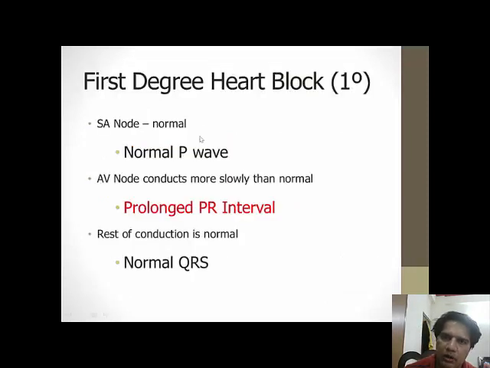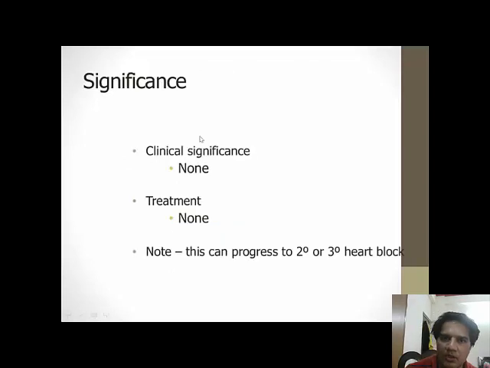You also check for associated MI, that is ST depression, etc. So you have a normal SA node, normal P wave, long PR interval, and normal QRS, right? Because ventricular depolarization is normal, though the distance between atria and ventricle is long. Clinical significance none, treatment not required.